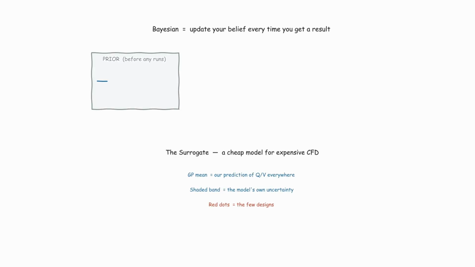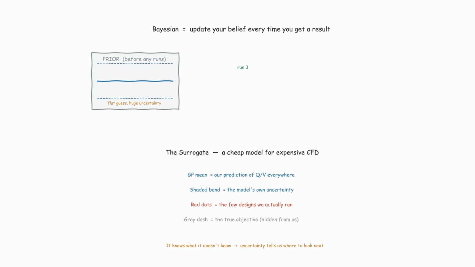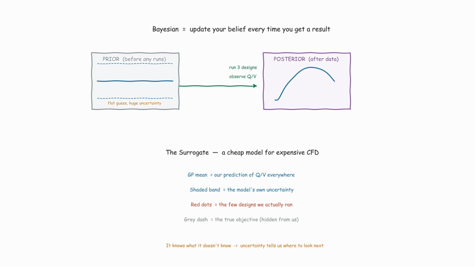Here's what that looks like visually. The blue line is the GP mean, our best guess for Q by V at every point in the design space. The shaded band around it is the uncertainty. Right at the measured points, the red dots, the uncertainty collapses to 0. Far from measured points, the band widens. The GP knows what it doesn't know.